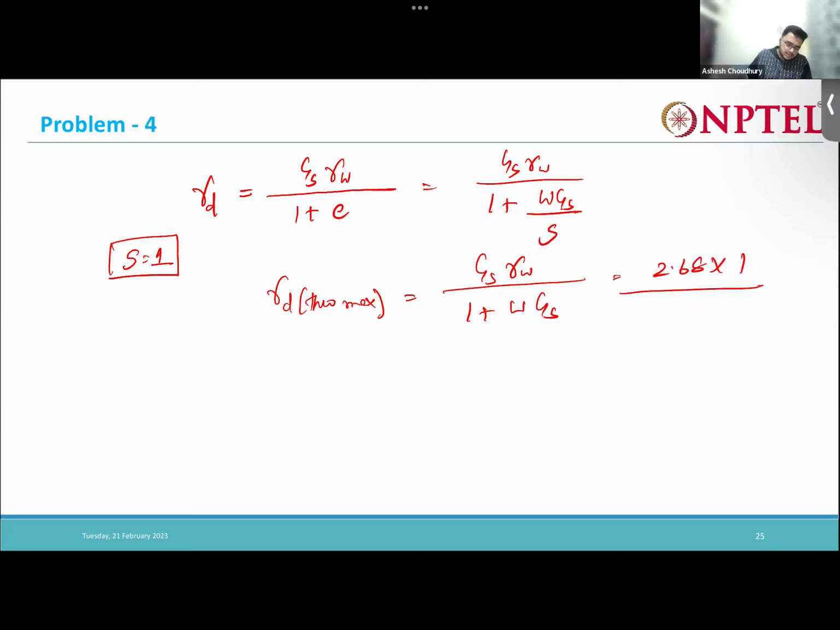2.68 into 1 gram per cc, divided by 1 plus, tell me. The water content is your optimum moisture content, which means 0.145, right? 0.145, and 1.68 will be the answer.